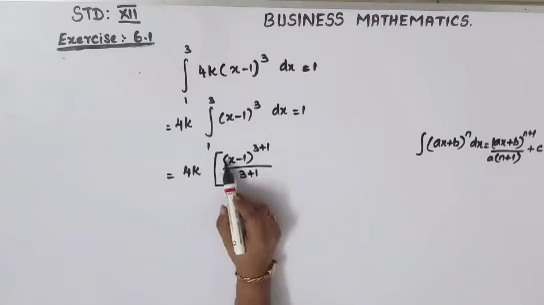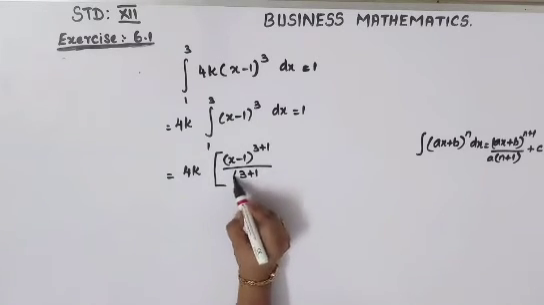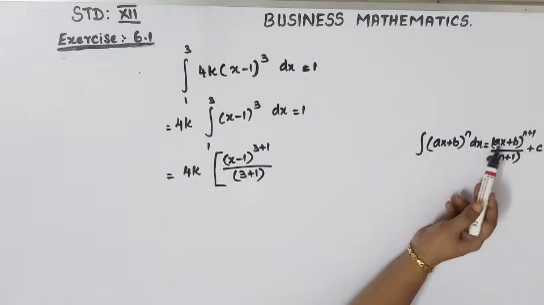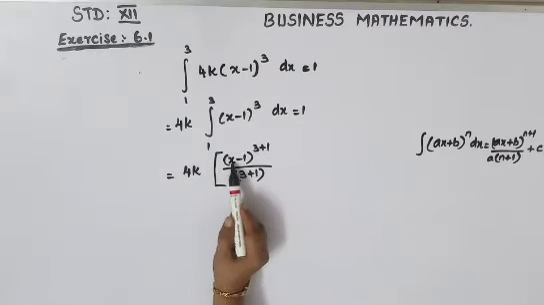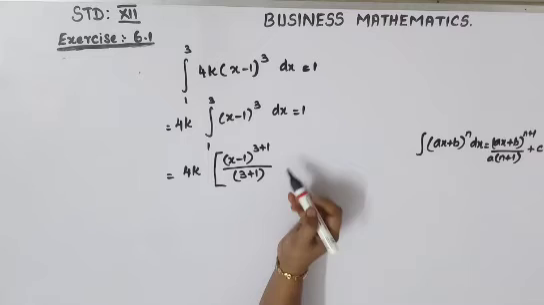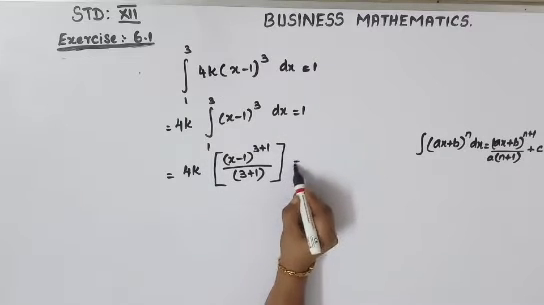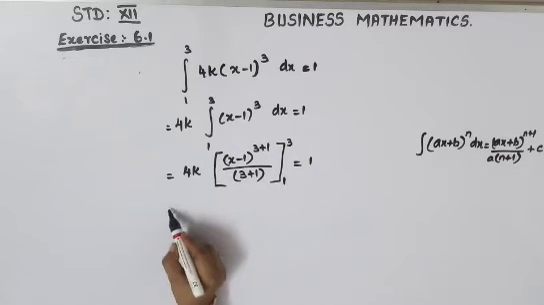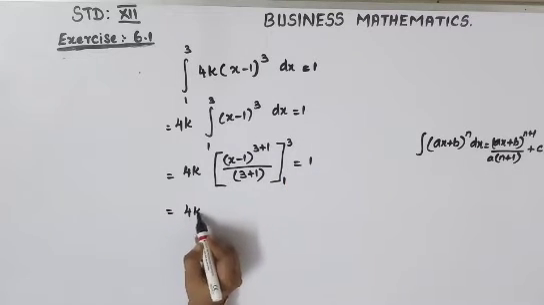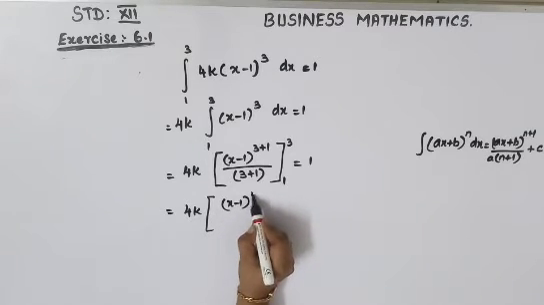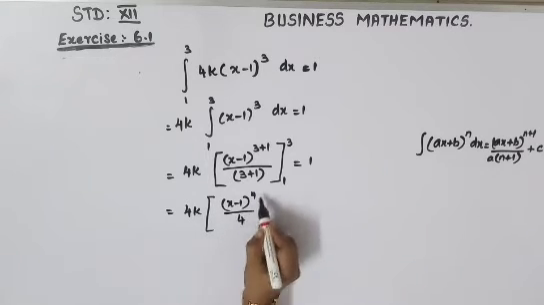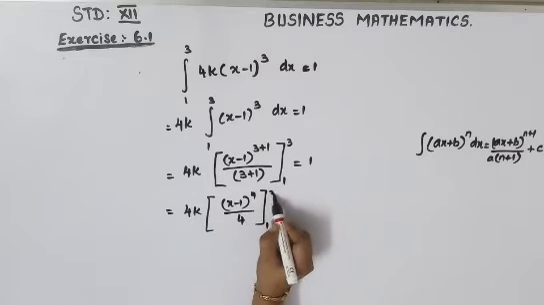Okay, so 3 plus 1 divided by 3 plus 1. But here the coefficient of x is 1 only, so you need not write anything over there. If the coefficient of x is a, then you bring your a down, that is your formula. Now here only x is there, the coefficient of x is 1, so no need to write 1. If you want to write 1 also, you can write it. So that is equal to 1, and your limit is from 1 to 3. So that is equal to 4k into (x minus 1) the whole power 4 divided by 4, and your interval is from 1 to 3.